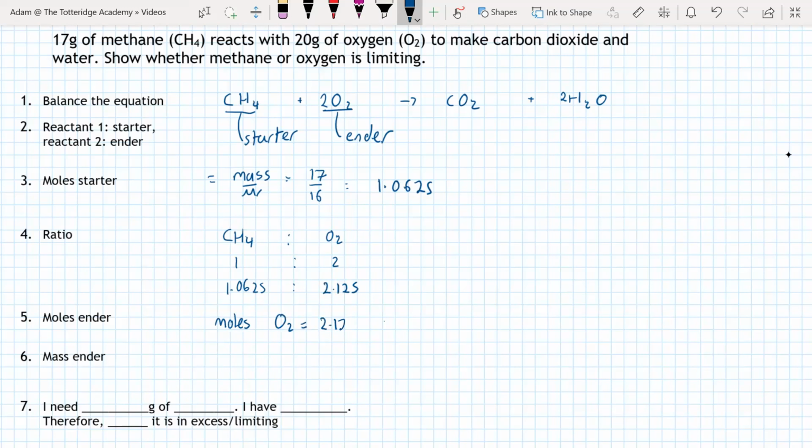equals 2.125. What I'd like you to do now is work out the mass of that ender. So you're working out the mass of 2.125 moles of oxygen. You should pause the video and work out that mass. You should only now be listening to my voice if you've done that mass. So we know that the mass is the moles times the Mr, which in this case is 2.125 multiplied by 32.